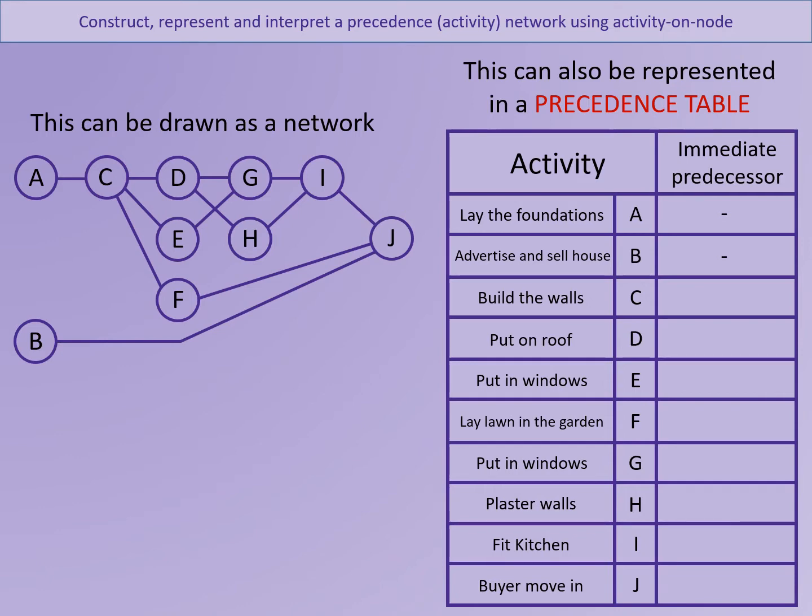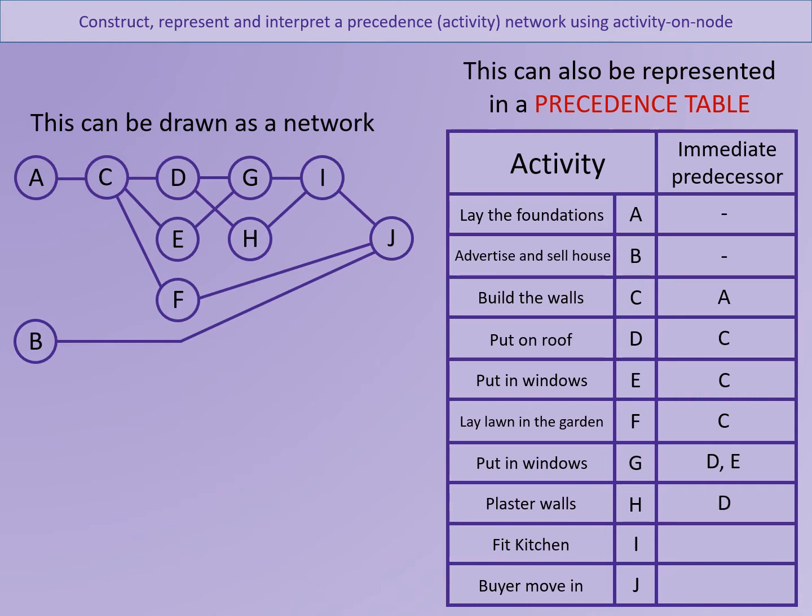You can see on the diagram that there is one activity to the left of C, and that is A. So we put A as its immediate predecessor. We can see that D has one immediate predecessor again, C. We can see that E and F also have that same immediate predecessor, C. When you look at activity G, G has two predecessors. G depends on D and E both being completed. So D and E go in the precedence table as the immediate predecessor.